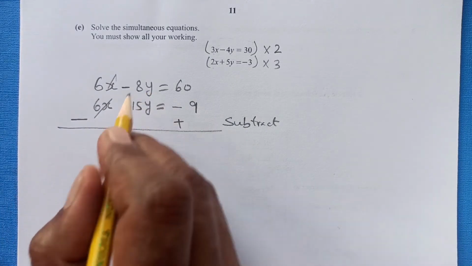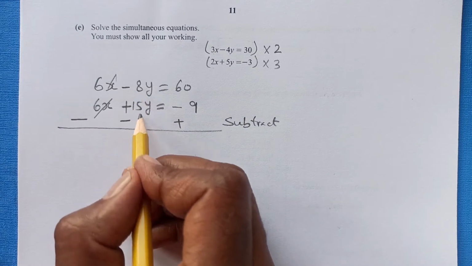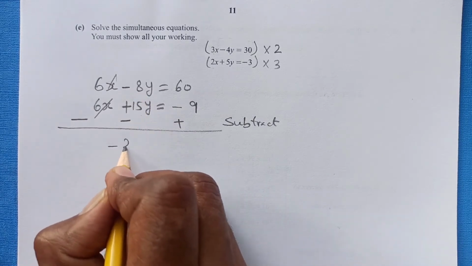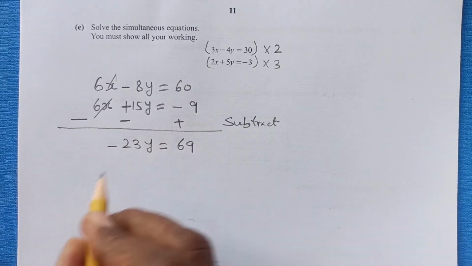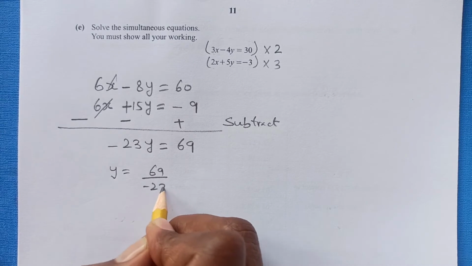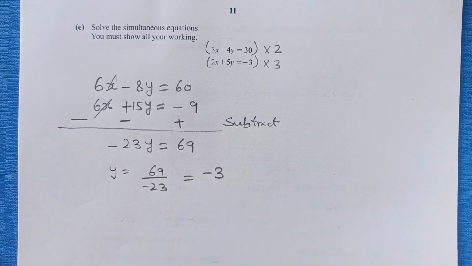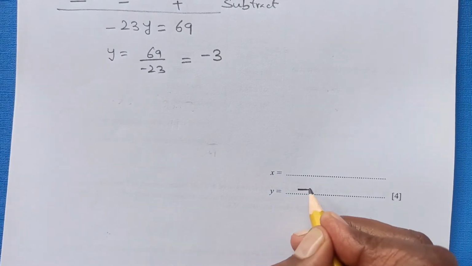Now we take the sign down here: -8, -15 gives -23y equals 60 plus 9, which is 69. So divide by 23, y will be 69 over -23, which is -3. So the value of y we got is -3.